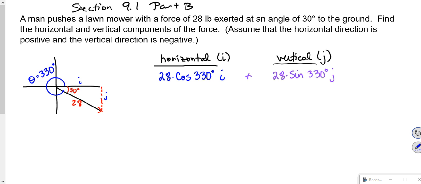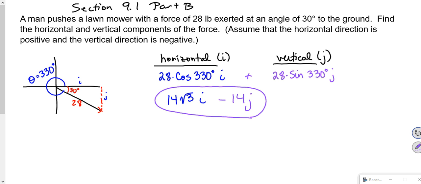But if I just poked it in a calculator, I'm not going to waste a whole lot of time. We know how to do this. So 14 root 3 I minus 14 J. That would be my answer. Okay, so again, horizontal is always magnitude times cosine of the degree angle, and vertical is always the magnitude times sine of the degree angle. Okay, that's it. Okay, next one.